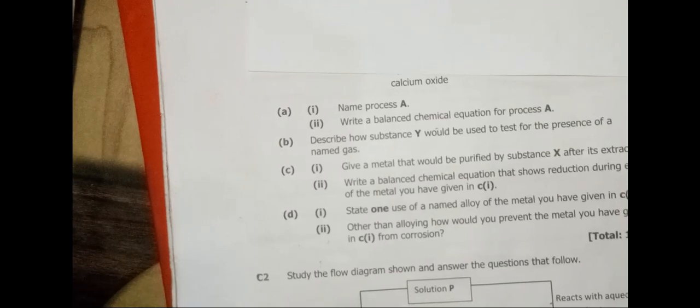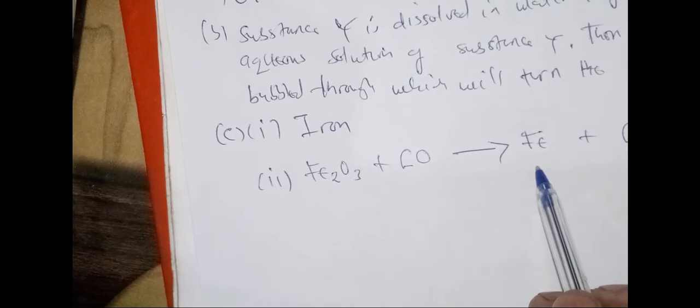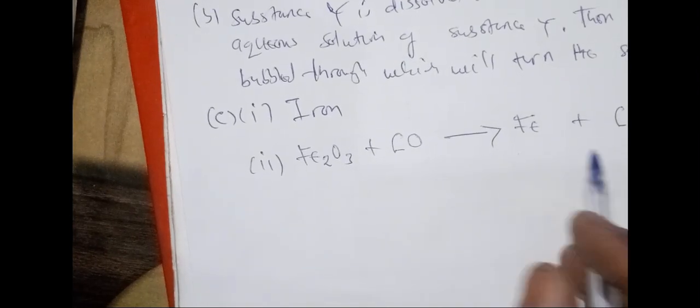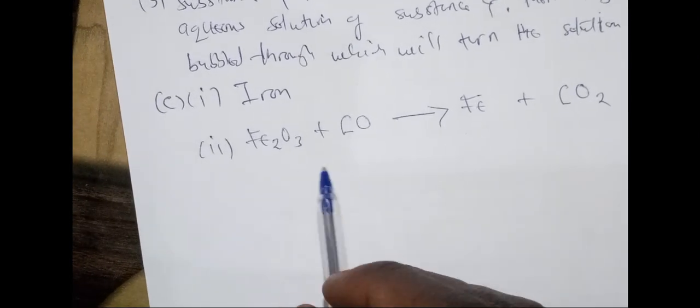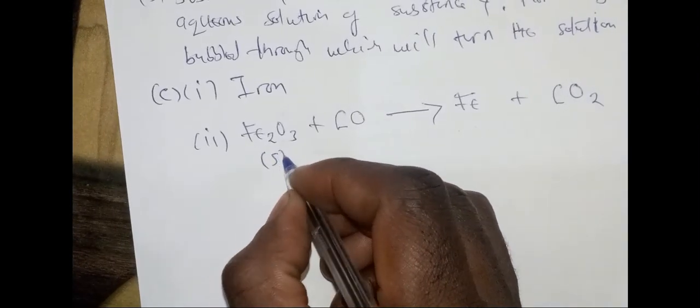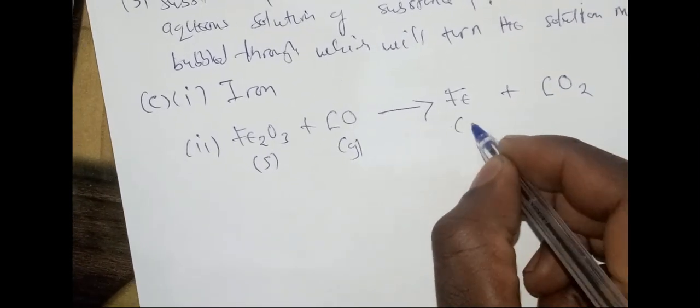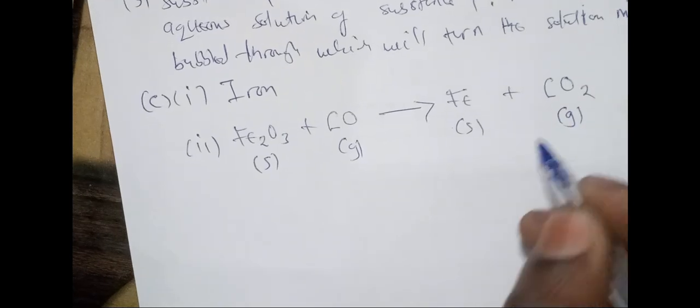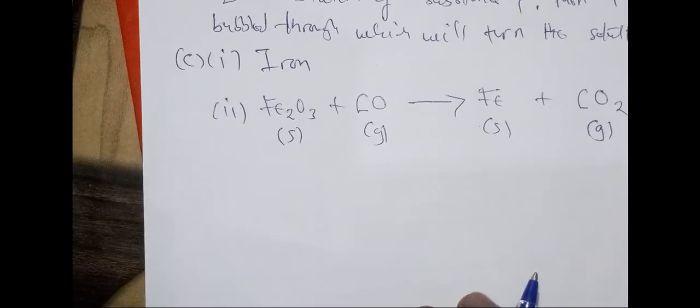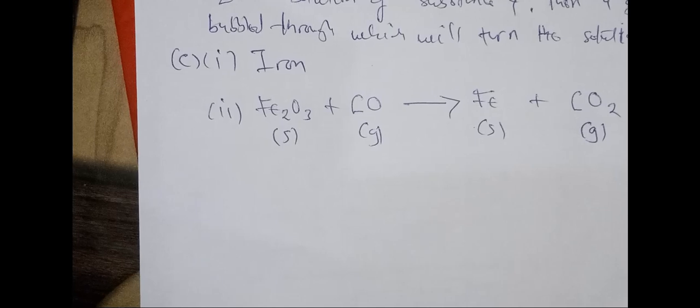Okay, now the question is, write a balanced chemical equation that shows reduction during extraction of the metal you have given in C1. So the metal is iron. So this is how the metal is extracted from its ore, which is hematite. So this is solid, this is gas, solid, this is the gas. Now we just balance it. So how do we balance it?